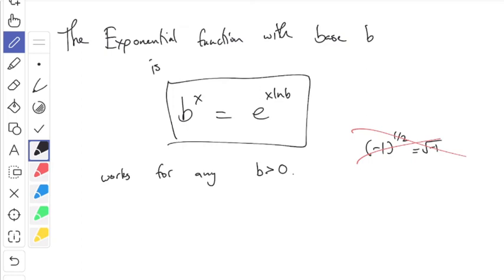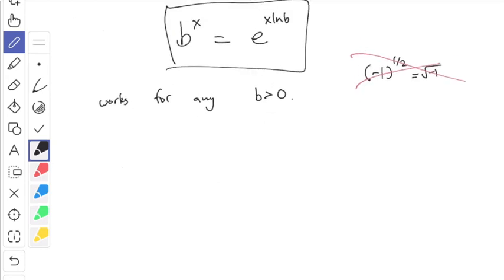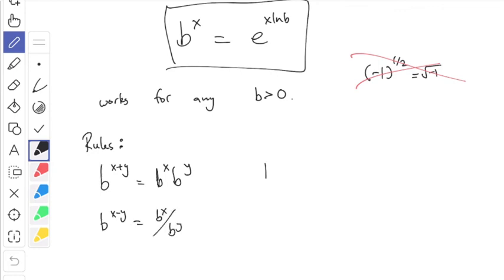I think we got a few more minutes, enough time to talk about some rules for these exponential functions. They obey the same rules as the natural exponential, that is the one with the e down there. The other ones with other bases, they obey the same rules. So I'm just going to write these down. b to the x plus y equals b to the x times b to the y. Also, b to the x minus y is b to the x divided by b to the y. Also, b to the x to the power r is b to the xr.